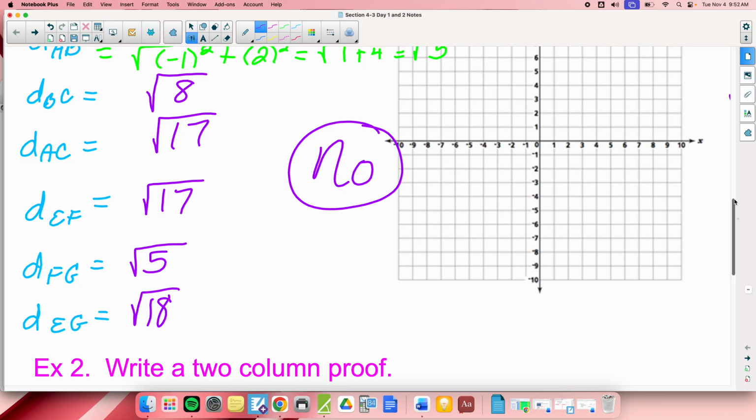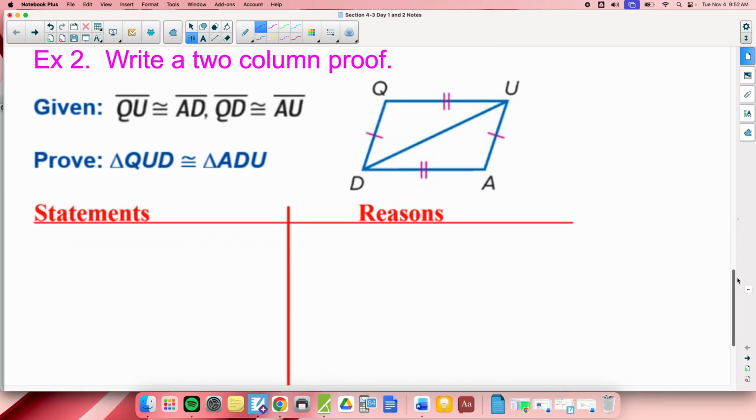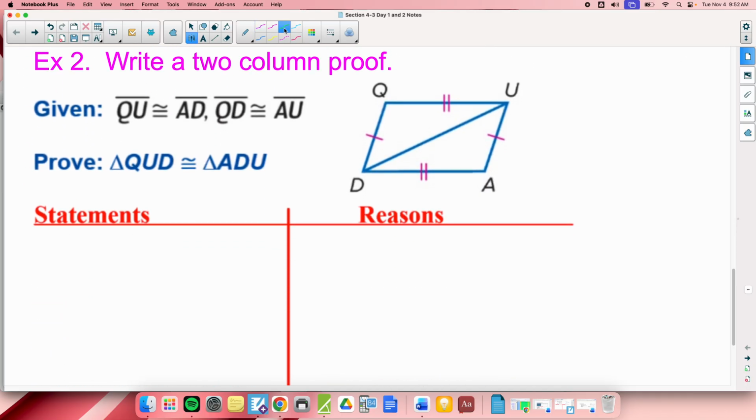All right? Now we're on to the proofs. So, these proofs, I have kids that catch on super, super fast, and then I have some kids that struggle with how do I know which steps to use. I cannot tell you enough, this is a ton of points on our quiz and our next quiz.